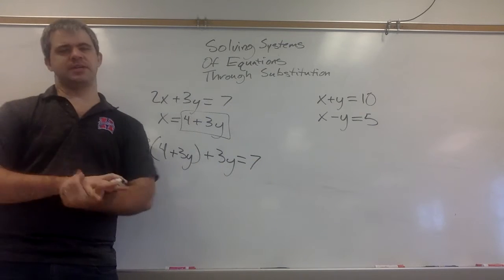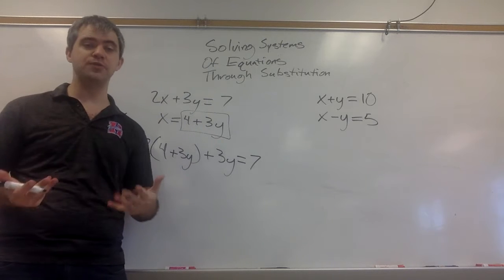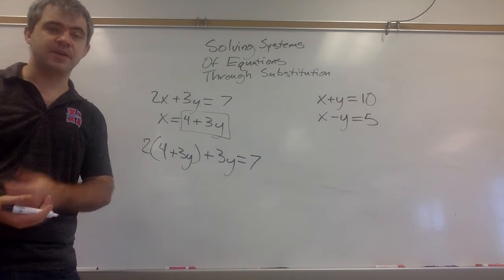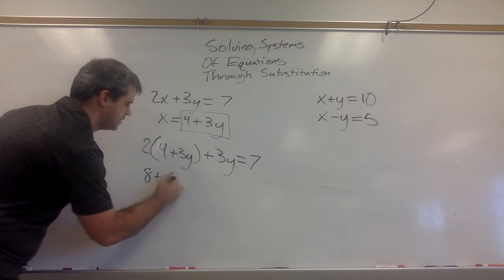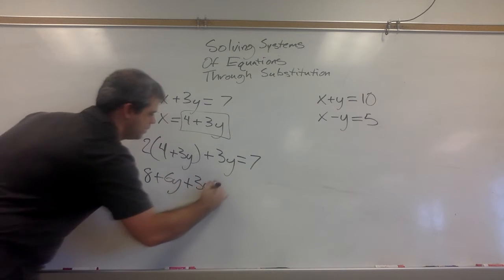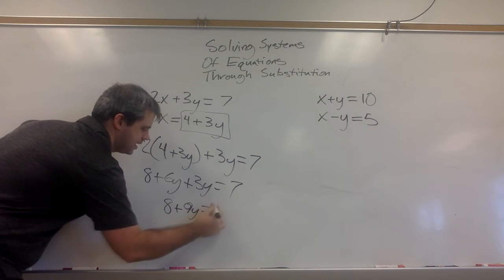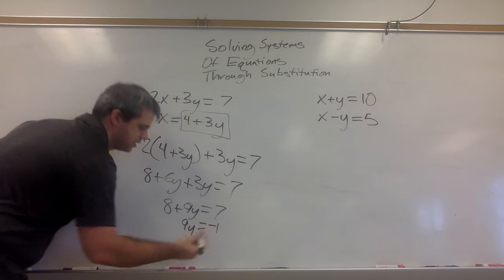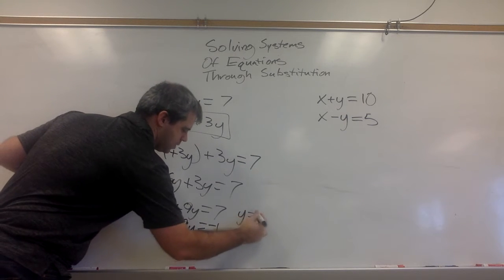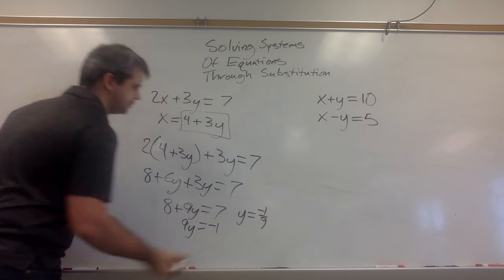And something magical has happened now. Instead of having two variables, now I only have one variable. So this turns into something that you can solve. So we get 8 plus 6y plus 3y equals 7. 8 plus 9y equals 7. 9y equals -1. And y equals -1/9.